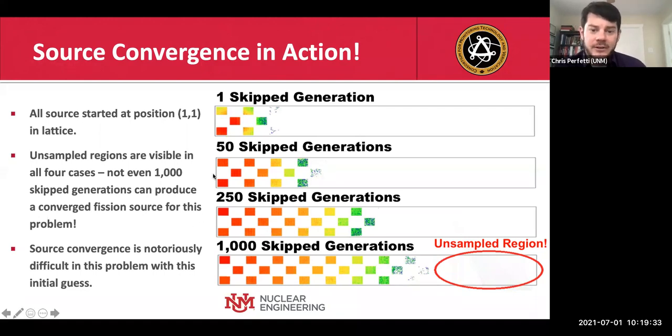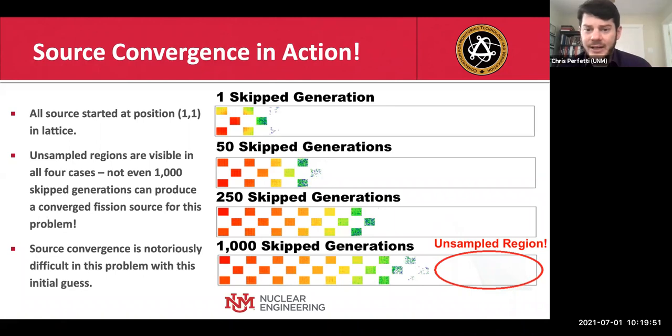With 50 generations, we get a few more. With 250, we get quite a few more. And even after 1,000, we still don't get this entire tank. This is just a very, very difficult problem for converging the fission source. It's just that neutrons don't communicate from one side to the other.